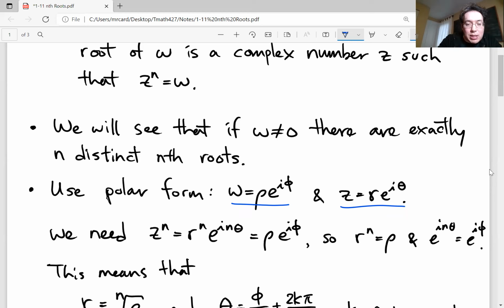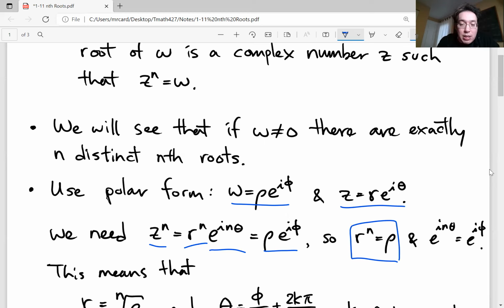So Z to the n is going to be r to the n, which is the modulus, and e to the i n theta, and that's going to be the argument. And we want this to be equal to W, and W is rho e to the i phi. Okay. So looking at the polar form, we know exactly what equation we have to satisfy. So the modulus has to match, right? So r to the n should be equal to rho.